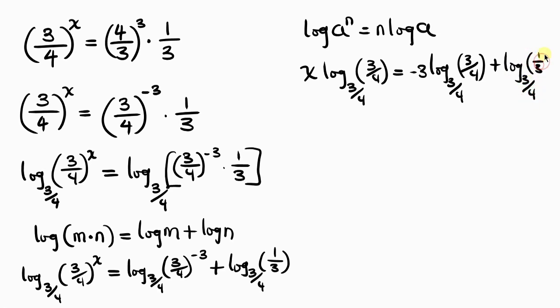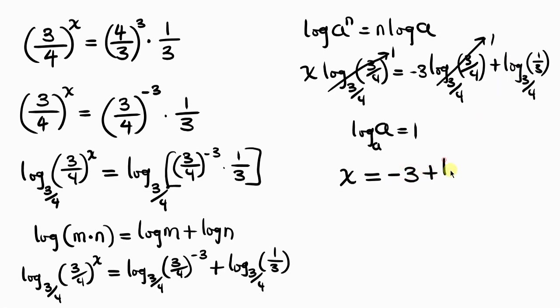Good. Now, the law of logarithm says when I have a log of a, base a, as long as the number and the base are the same, this is equal to 1. So that proves that this expression is 1. This expression is also 1. So 1 times x is x equal to 1 times negative 3 is negative 3 plus, here I have log of 1 over 3 base 3 over 4.